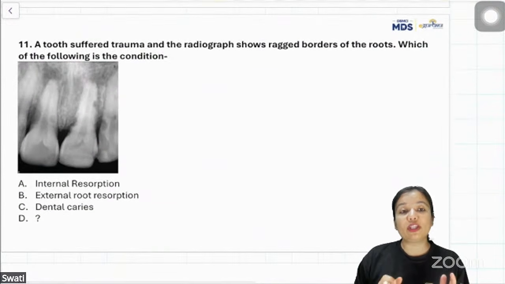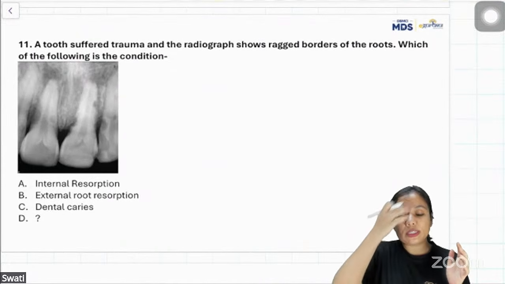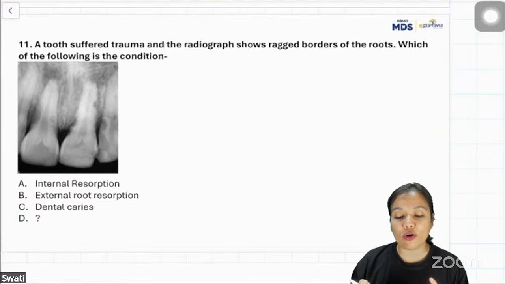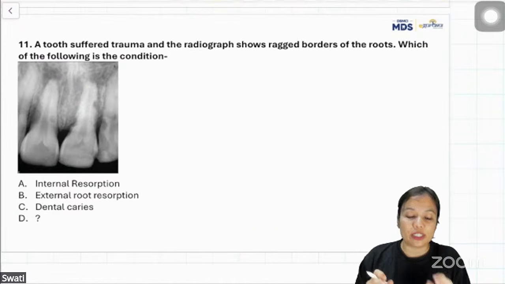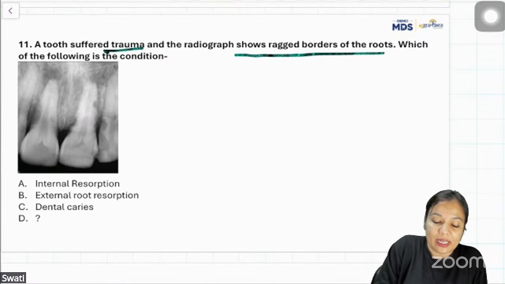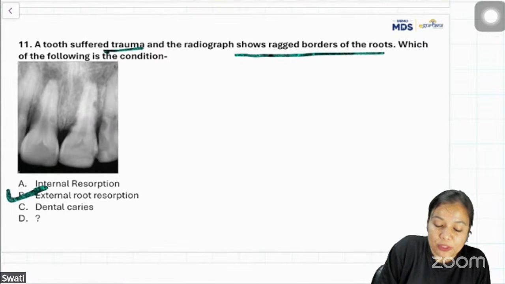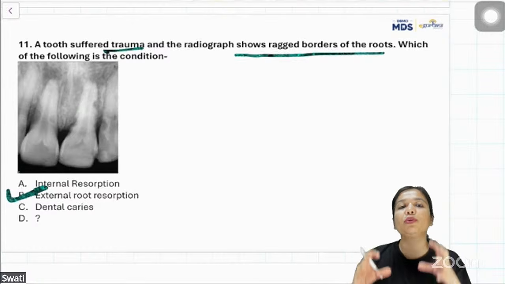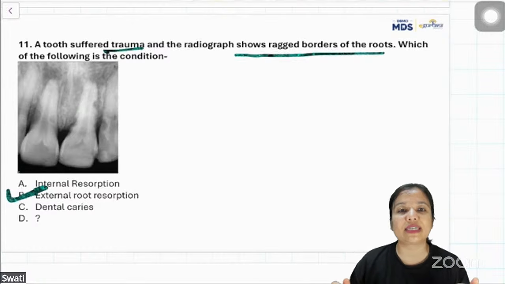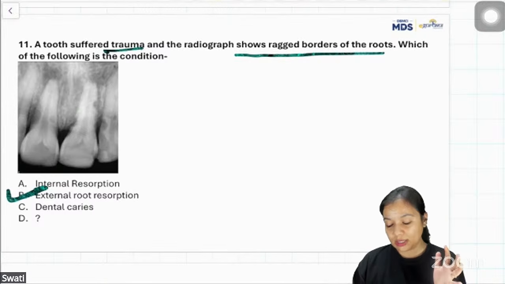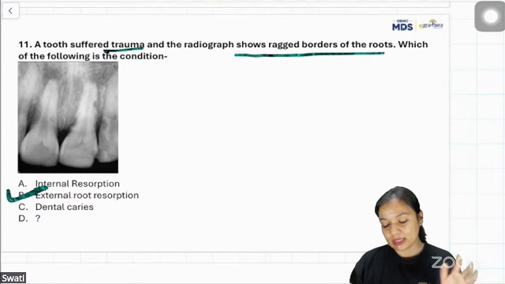And then the 11th question is, a tooth suffered trauma and the radiograph shows ragged borders of the roots. Which of the following is the condition? So trauma and ragged borders of the roots is a clear-cut indication of external inflammatory root resorption, that is EIRR. That's an external root resorption that is caused because of trauma, because of harm to the PDL cells, which result in clastic cell development, resulting in EIRR, that is external root resorption. So the answer here is B.